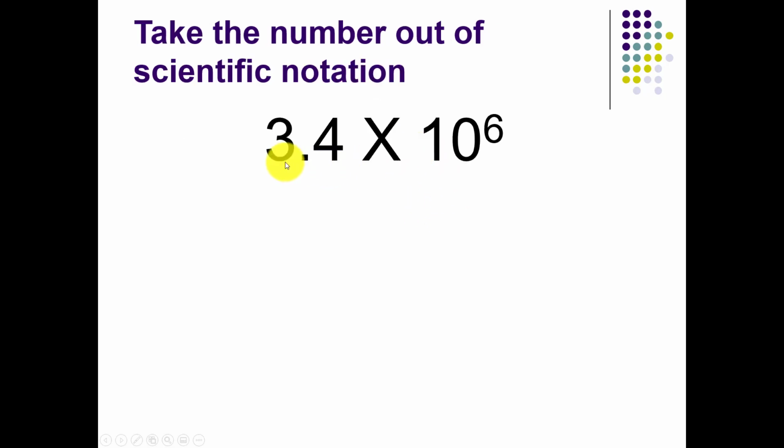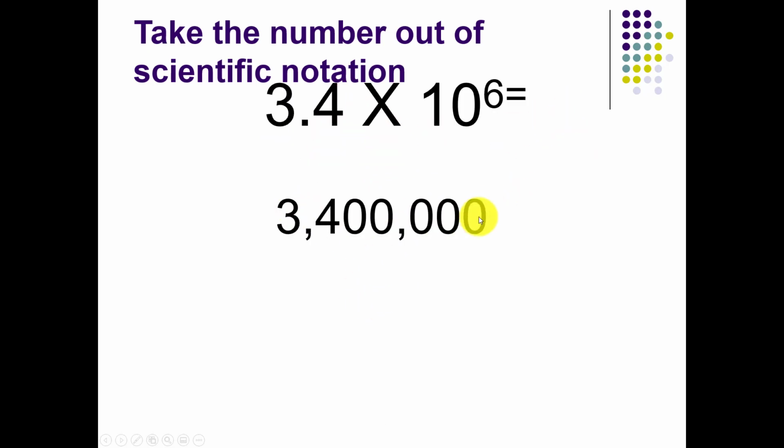And then here, you have to take the numbers out of scientific notation. So 3.4 times 10 to the 6th, you would move the decimal over 6 times. Where there aren't spaces, you have to add zeros. So it's going to be 3, 4 with 5 zeros after it, and it's going to look like this: 3,400,000.